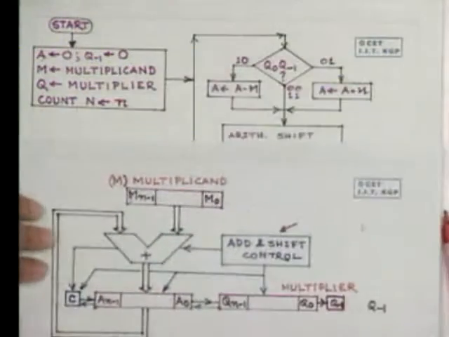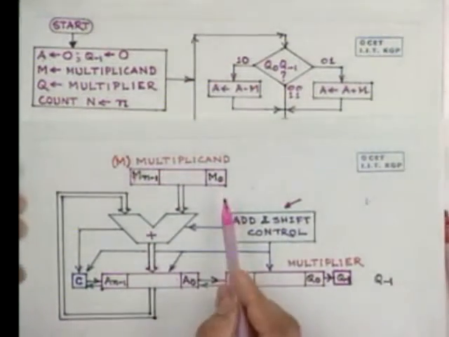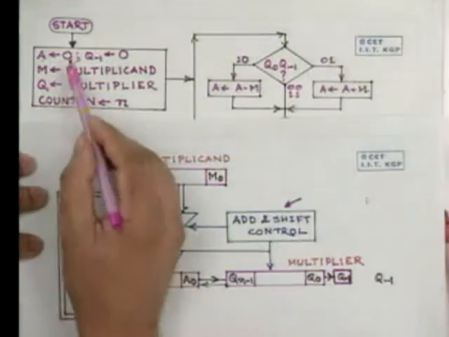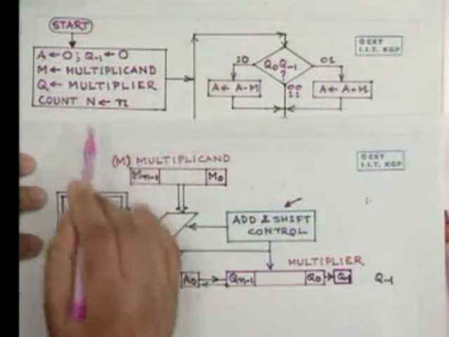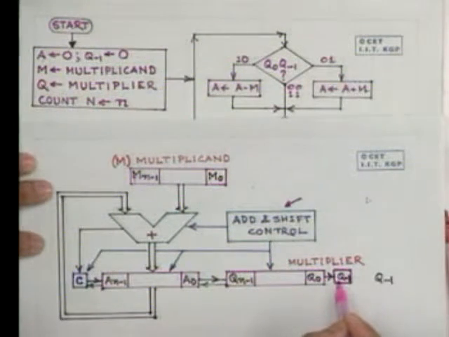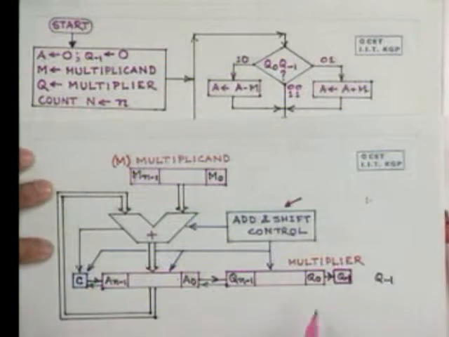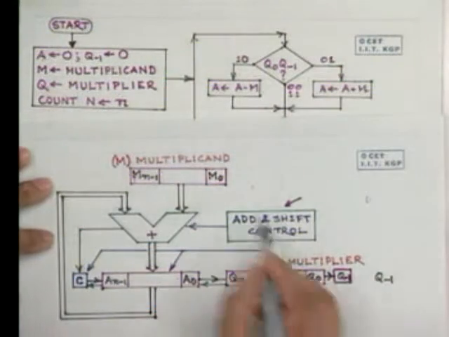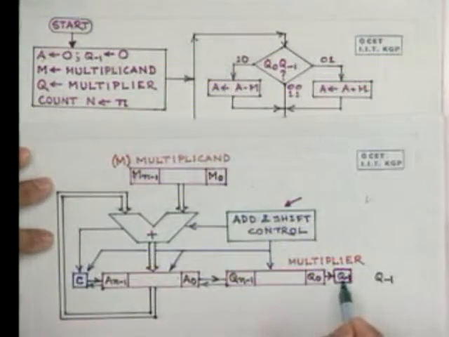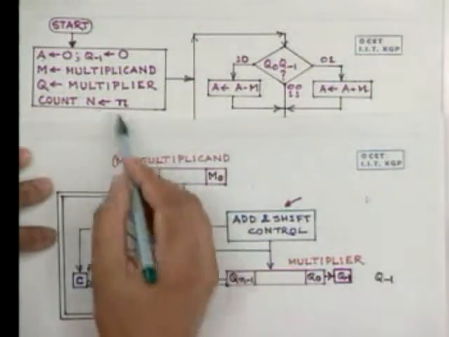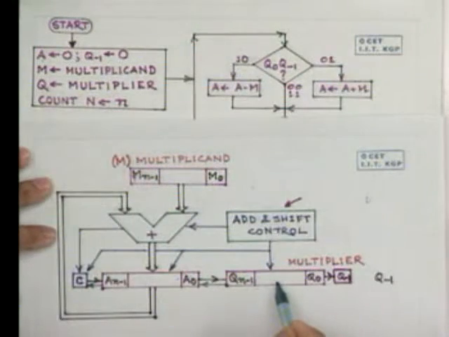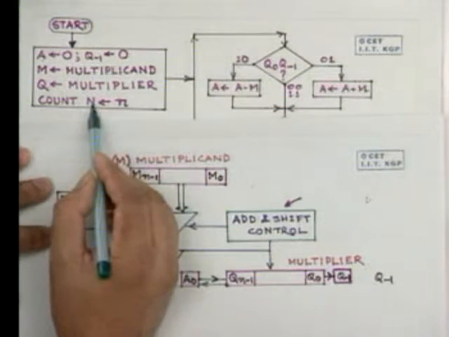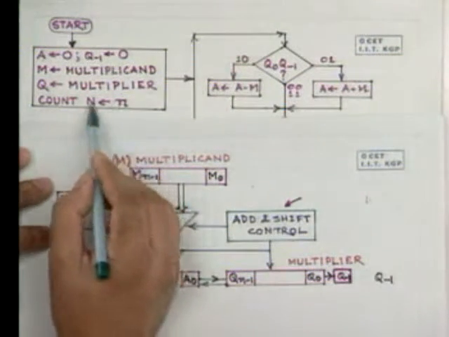Once more, say that we use the same basic hardware. The initialization that we do once more is that the A register is cleared. The Q minus 1 register is used in this case, and that Q minus 1 register is initialized to 0. Then the multiplicand is put into the M register. The multiplier once more is put into the Q register, and the count is set to N, that means the size of the number.